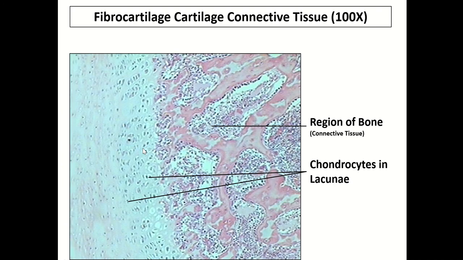So as we zoom in a little bit closer here, here's that fibrocartilage. Once again, it looks a lot like hyaline cartilage, so it's pink because there's a lot of collagen fibers. You're going to see chondrocytes and lacunae. And then right over here, right adjacent to it, you're going to see regions of bone. And notice there's no perichondrium between the two. And so this will be one of the ways that you recognize fibrocartilage as compared to hyaline cartilage.